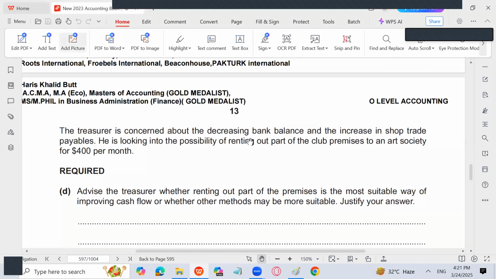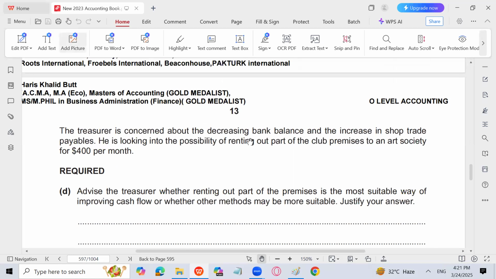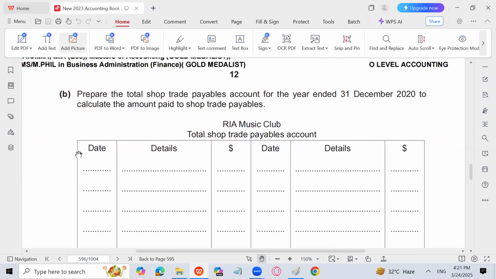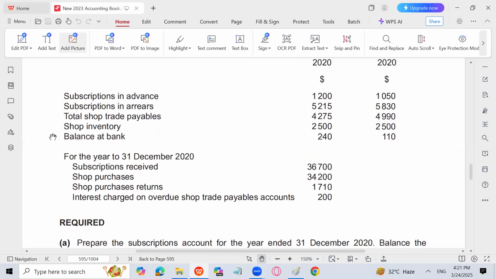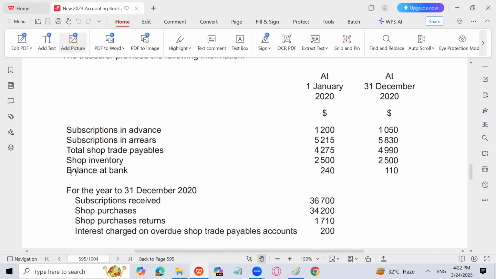Secondly, we can increase the amount of subscription. We can improve the subscription amount. So improving the subscription can also increase the cash flow, and then we can utilize that cash flow to take some other premises on rent. So it is not necessary that we rent out our premises. We need cash improvement, so increasing the subscription will obviously improve the cash flow for the business. Then you don't need to go for renting out the premises.